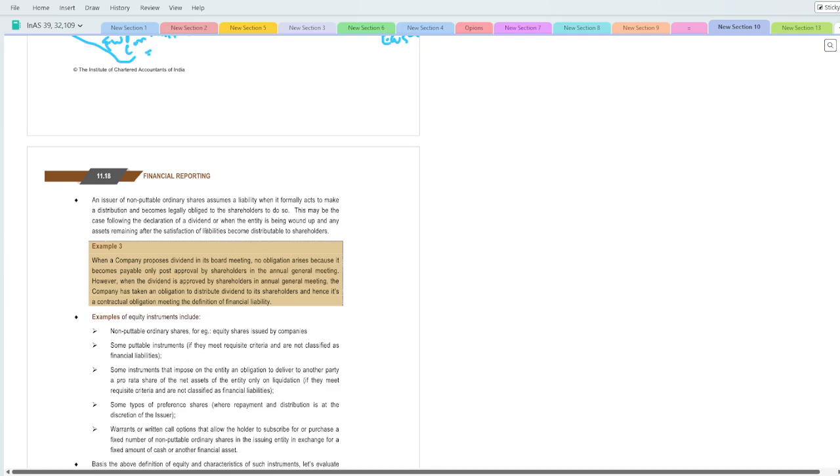Okay, just read it again. So an issuer of the non-putable ordinary shares assumes a liability when it formally acts to make a distribution and becomes legally obliged to the shareholders to do so. ठीक है. This may be the case following the declaration of dividend or when the entity is being wound up and any asset remaining after the satisfaction of the liability becomes distributable to the equity shares.